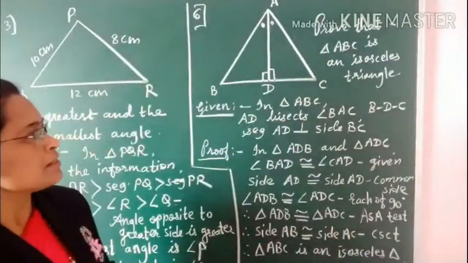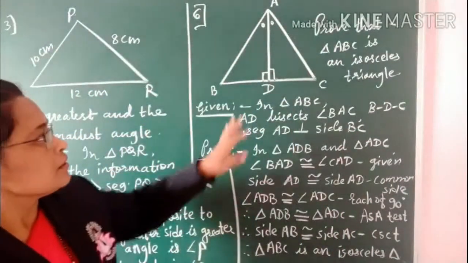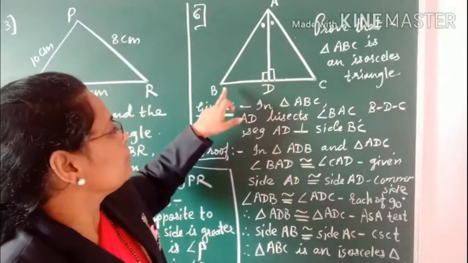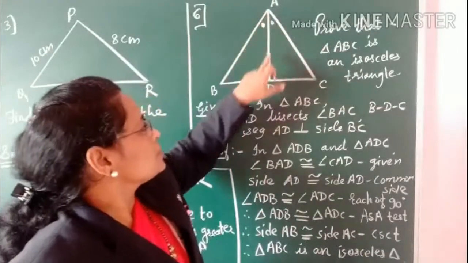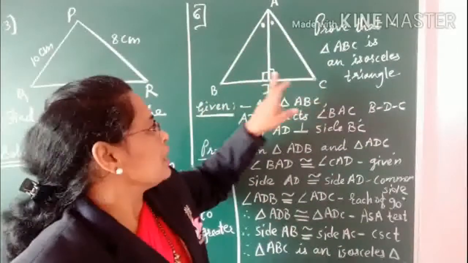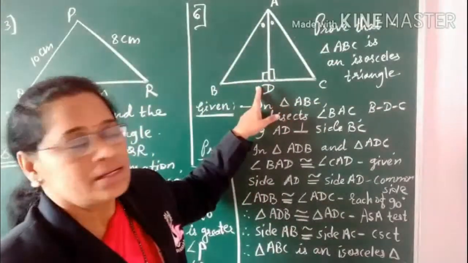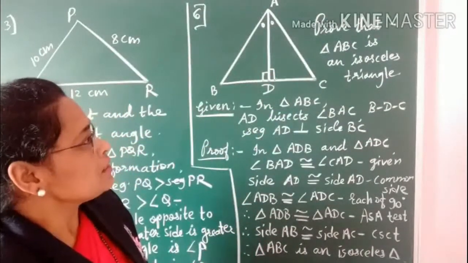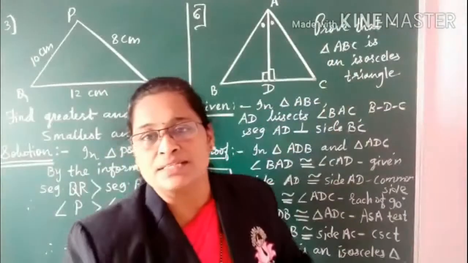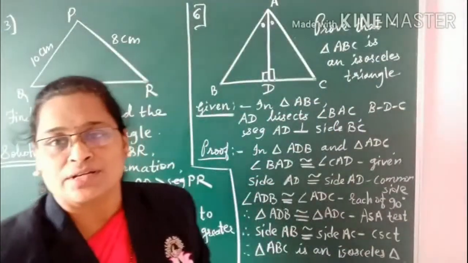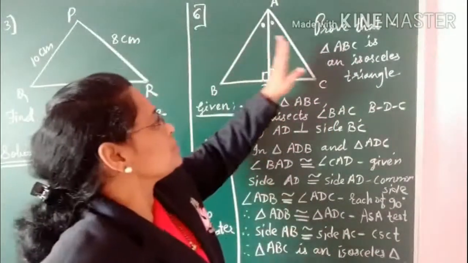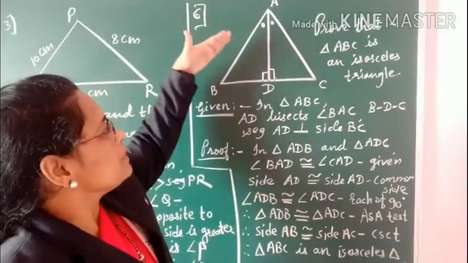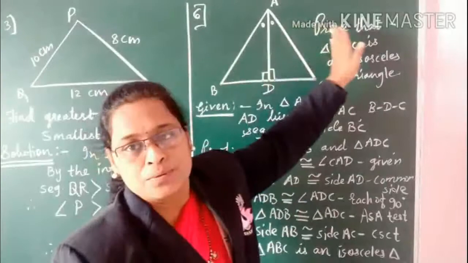Now this is the next example where in triangle ABC it is given that AD is the bisector of angle BAC, which is also perpendicular to the side BC and it intersects side BC at point D. Here each angle is 90 degree. Now you are asked to prove that triangle ABC is an isosceles triangle. Isosceles triangle means the two sides of this triangle are congruent. So which two sides will be congruent? Here it will be easy to prove that AB is congruent to AC.